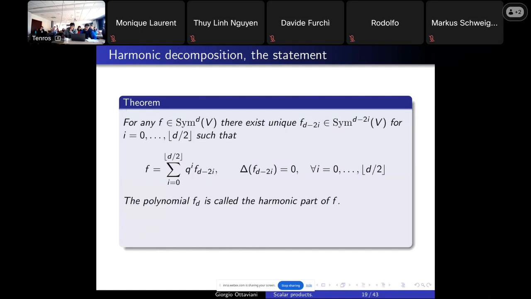No, sorry. Here I use different notation. This is called FD. This is called F(D minus 2), and F(D minus 4). So, of course, it's a better notation because each polynomial is indexed by its degree. And this is called the harmonic part. So try to see how you can find it.